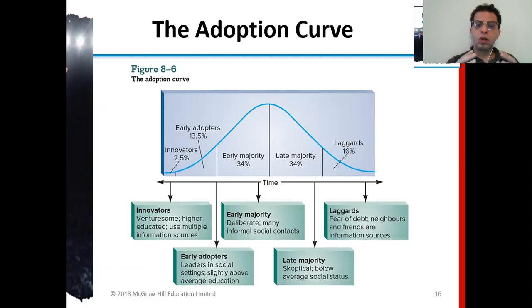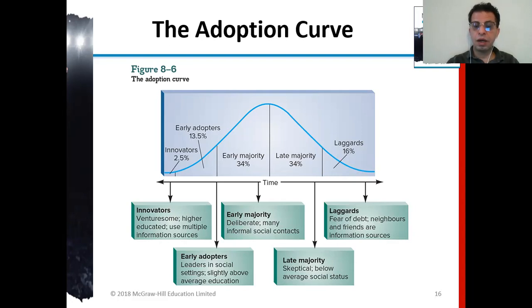Now, the stages of how people adopt a product. When you start early, the innovators adopt the product. The innovators are venturesome, higher educated, and use multiple information sources. So when we started, we had universities that were managed by professors or a president who was Western educated and aware of such solutions.